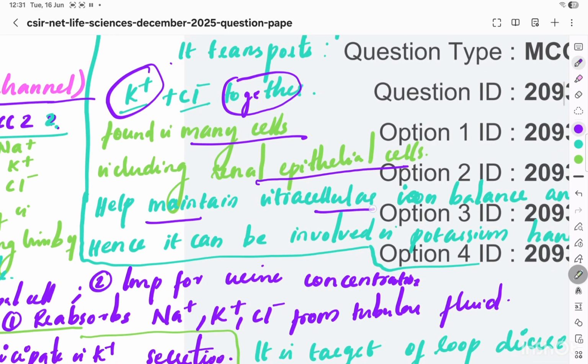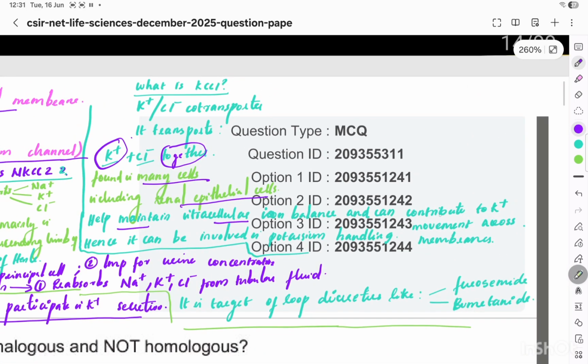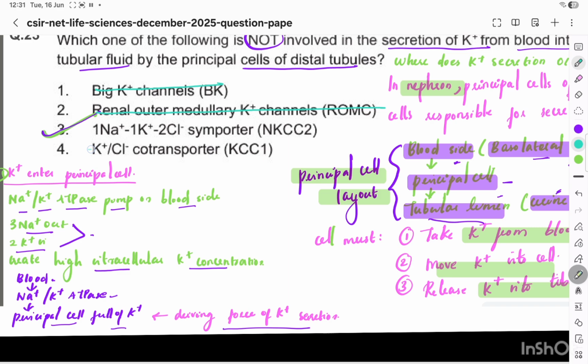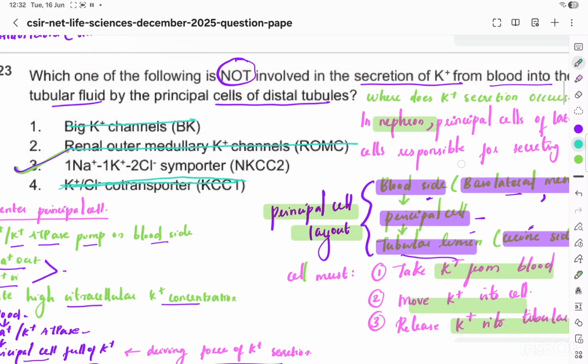This helps maintain the intracellular ion balance and can contribute to K plus movement across the membrane. Hence it can be involved in potassium handling, so we have to eliminate that option also. The K plus Cl minus co-transporter is also there in potassium ion transport from blood into the tubular fluid by the principal cells of the distal tubule. So we are left with one option, and we have to take that because the question asks which is not involved.